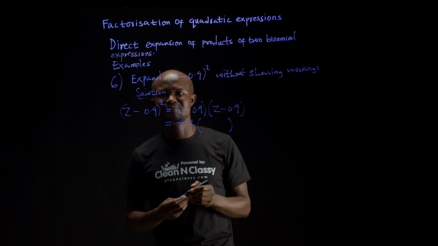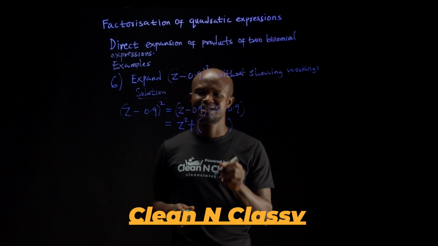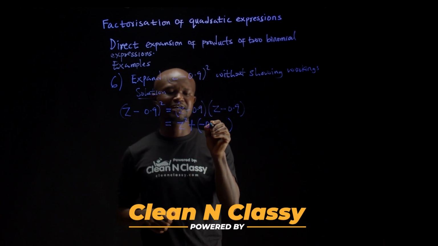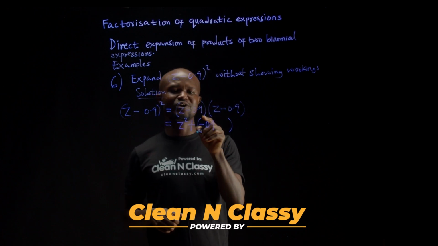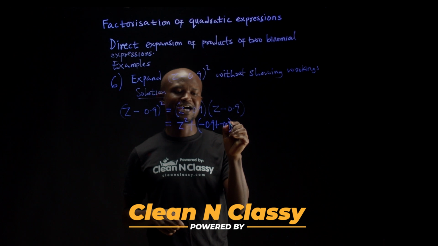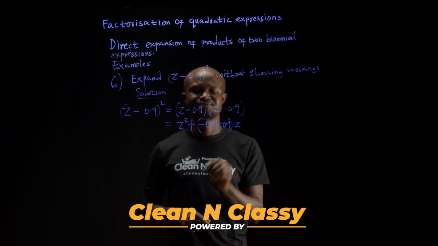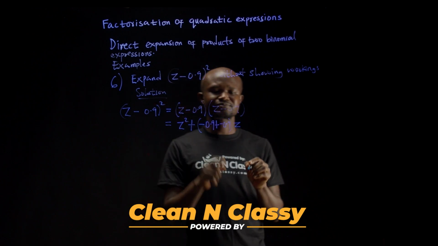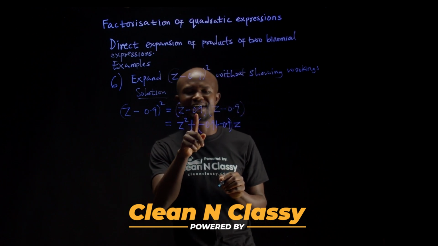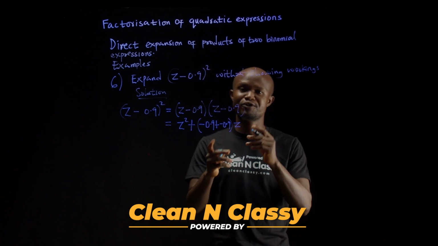the second term in the first binomial expression. We add it to the second term in the second binomial expression. So we have −0.9 plus −0.9. And we put the variable involved, which is what? z.